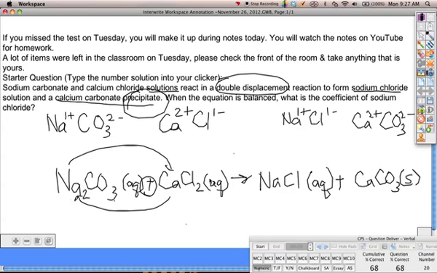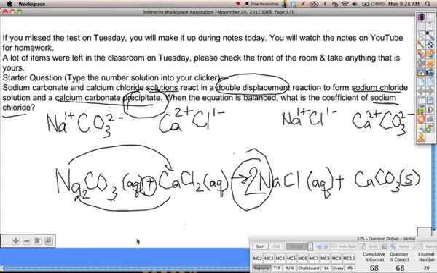Okay, now we need to balance it, so we could set up our accounting, or I can just take a look at it here. I know that I need 2 sodiums and 2 chlorines, so I put a 2 coefficient there. I now have 2 sodiums and 2 chlorines. I had 1 calcium, I still have 1 calcium. I have 1 carbonate, I still have 1 carbonate. So balancing this out, the coefficient in front of sodium chloride is 2.